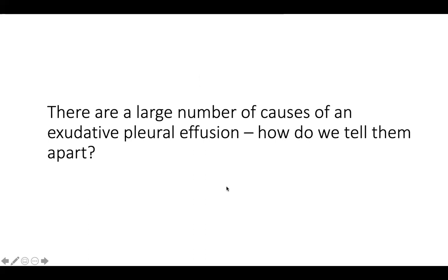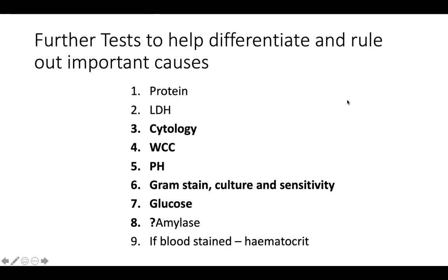Okay, so we've got a large number of causes of exudative pleural effusion. We've talked about malignancy, infection, inflammation, and rheumatoid arthritis. We've got loads of stuff that feels a bit random. So how do we tell them apart? This is where we go into our further tests. There's lots of further tests that you can do. We've talked about the protein and the LDH. Cytology, I'm going to go through all of these in a second, what they mean and what they show us. But that's just a list to familiarize yourselves with.